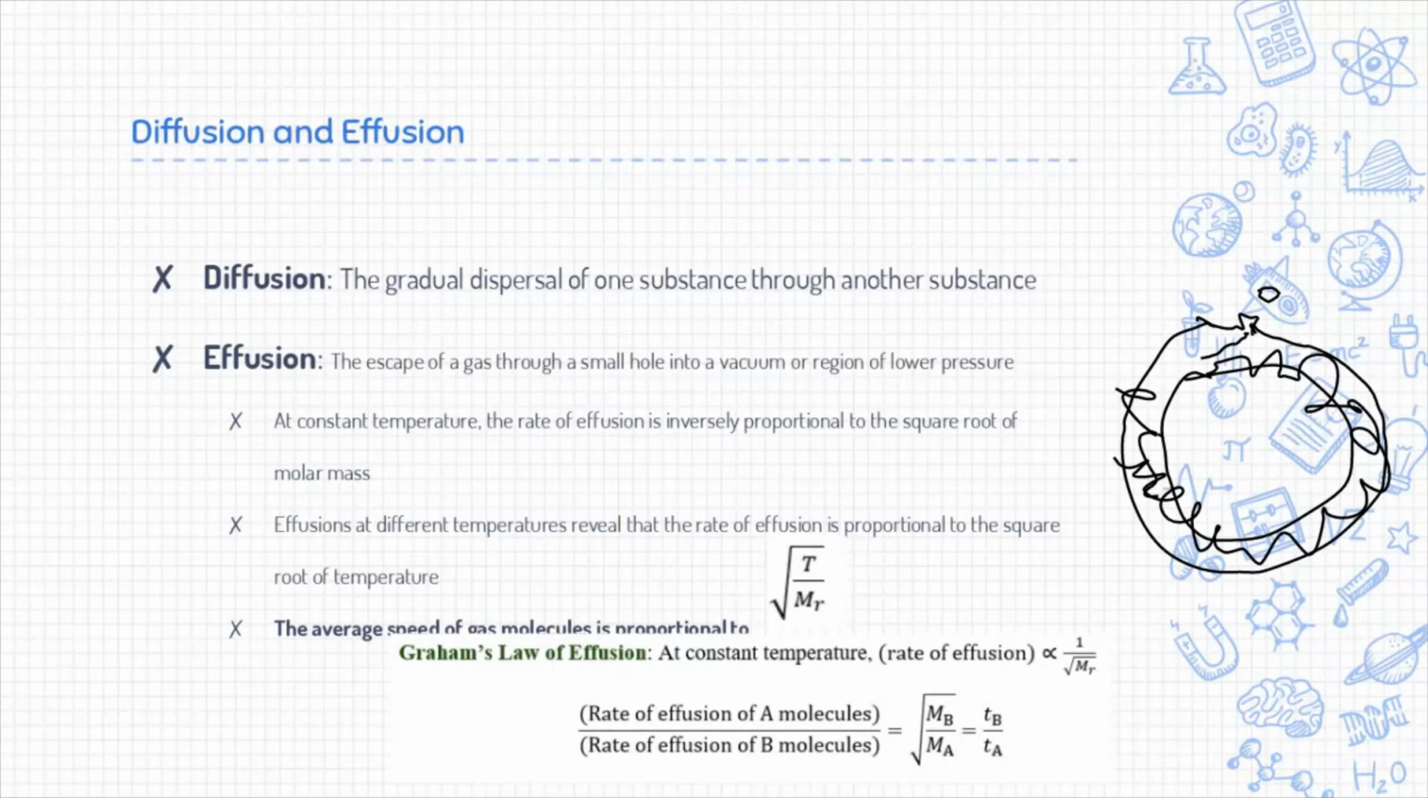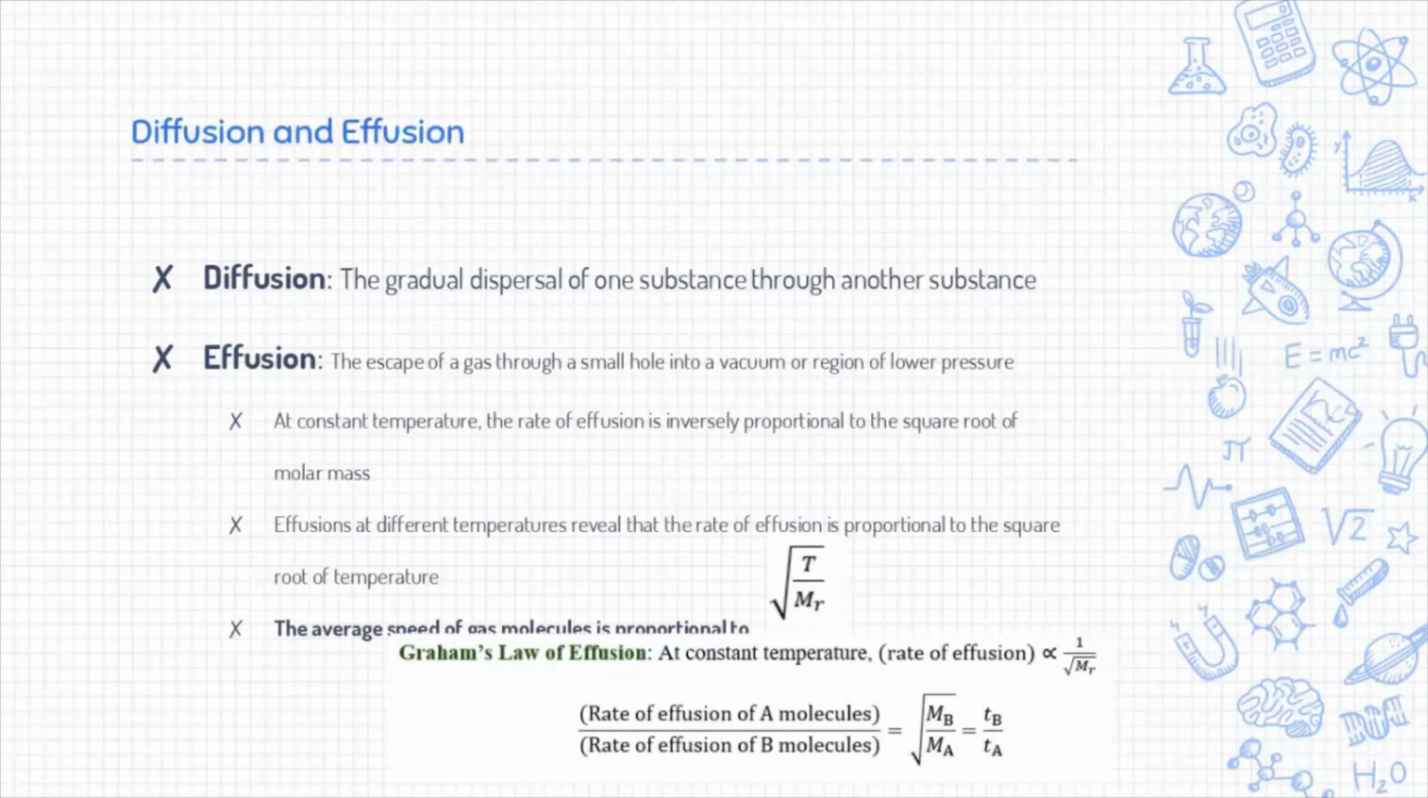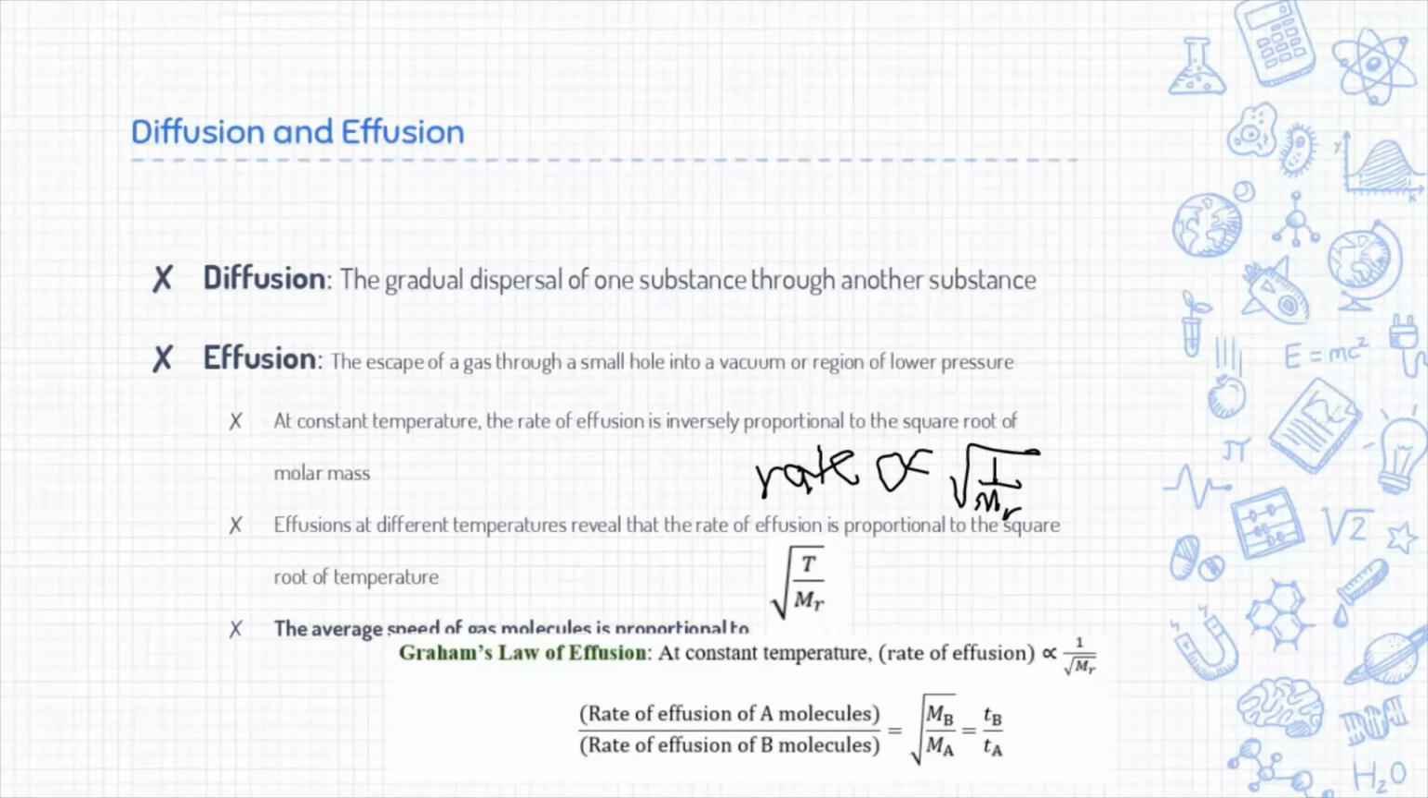All right. So the importance of effusion is that there are two experiments that Graham, the person who found out about the law of effusion, made. The first experiment he made was that at constant temperature, the rate of effusion is inversely proportional to the square root of molar mass. Okay. So rate is basically inversely proportional to the square root of molar mass. Sick. Okay, the second experiment that Graham figured out was that effusions at different temperatures reveal that the rate of effusion is proportional to the square root of temperature. This is something that people don't really talk about, and it's very important.